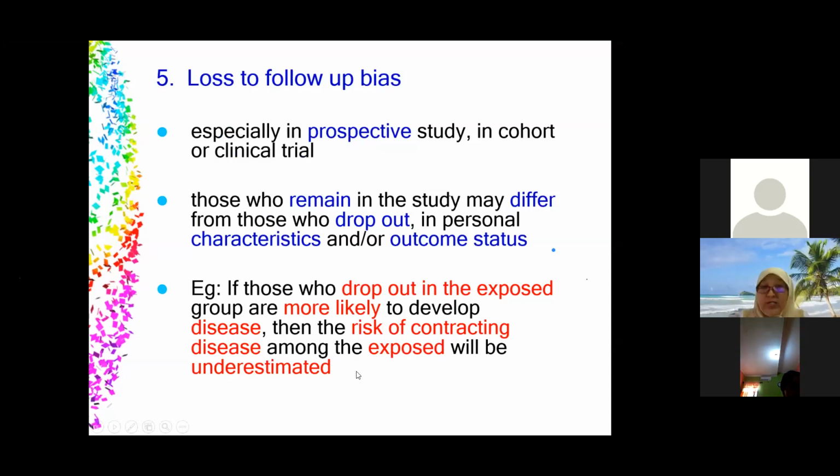Why? Say this group has the risk factor, we want to see how many develop disease. But many drop out from that group with the risk factor, and the drop outs are actually more likely to develop disease. Then of course you will get a low result, as if the exposed do not develop much disease, which actually is not a valid finding.